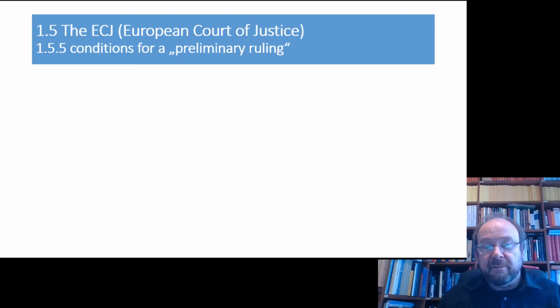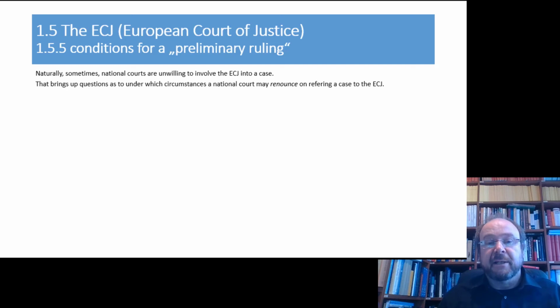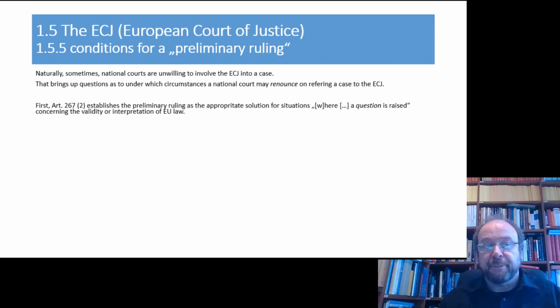This has not always been known to all courts of high instance. Sometimes it might be, judges are human beings. It might be that courts are a bit unwilling to involve the ECJ. How can we avoid this? For political reasons, for example, this has often brought up the question under which circumstances it can be legal and tolerated that the national court of last instance may not give a case to the ECJ.